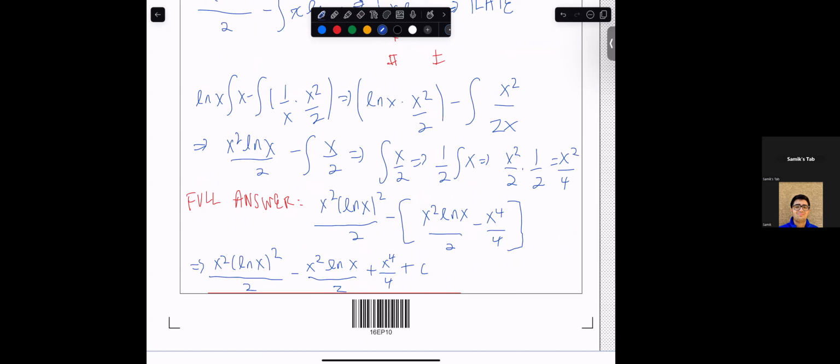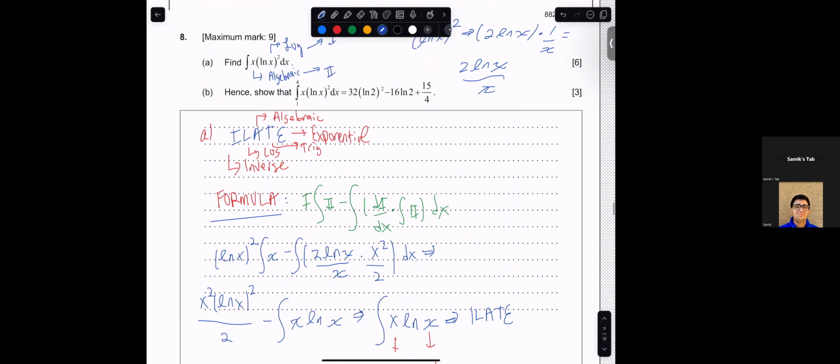Yeah, that's what happens when you do calculus at almost 12 a.m. at night. So, okay. Yeah, now this should be correct. Yeah, this is correct, I believe. I think. Yeah. Well, you guys tell me in the comments if anything is wrong, but yeah, I believe this is correct. So, yeah. And this is how you do part A.